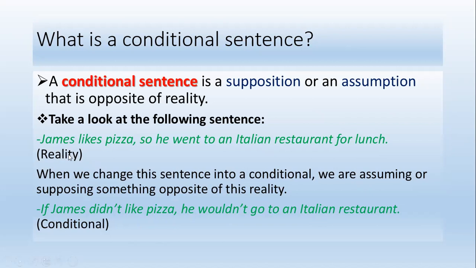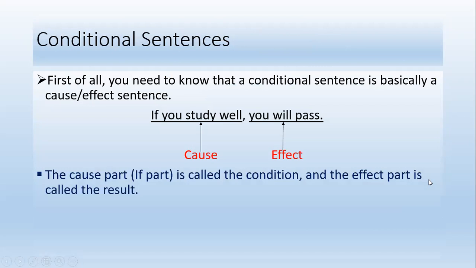Okay, so again, the reality is that James likes pizza, and as a result, he went to an Italian restaurant for lunch. But if James didn't like pizza, we're assuming that he does not like it. So if he didn't like it, he wouldn't go to an Italian restaurant. So that's the conditional sentence in which we're assuming something which did not really happen, and it's also opposite to reality. So here, James likes pizza. Here, we're saying if he didn't like it, he wouldn't go. So far, so good.